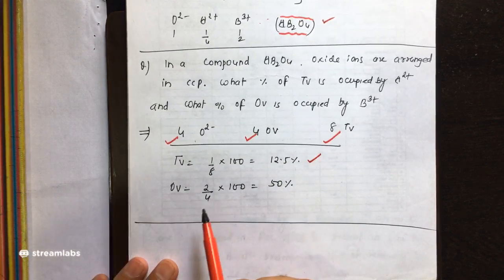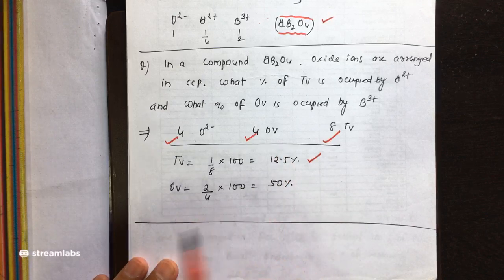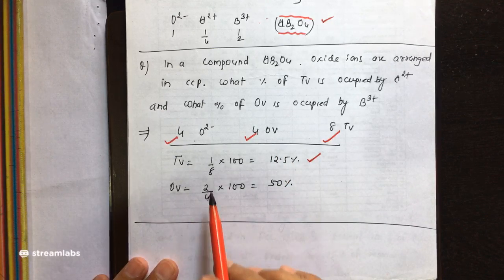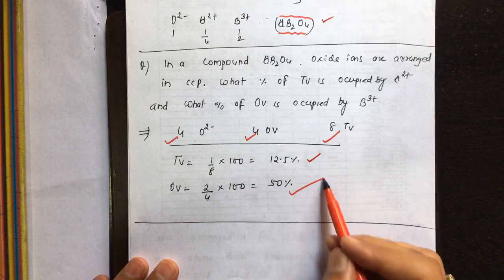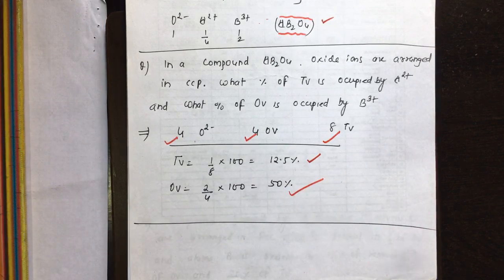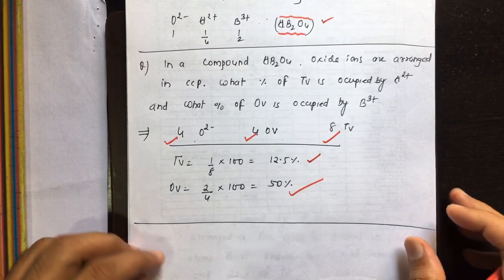Similarly, how many OVs are there? 4. But how many B atoms are there? 2. So it is 2/4 into 100, that is 50%. So this is the solving of the question. I hope you have understood it.